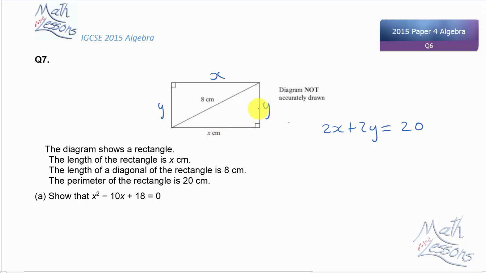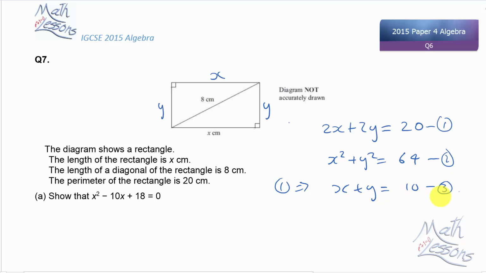We also can relate those two unknowns with Pythagoras' theorem. x squared plus y squared will equal 8 squared, 64. Now we've got 2x plus 2y equals 20, which implies that x plus y equals 10.